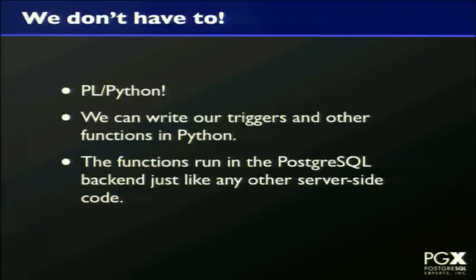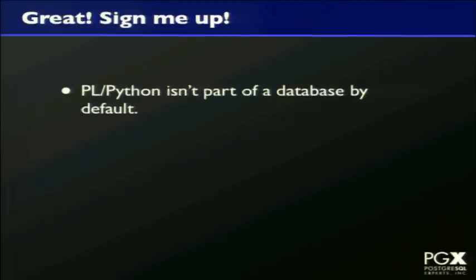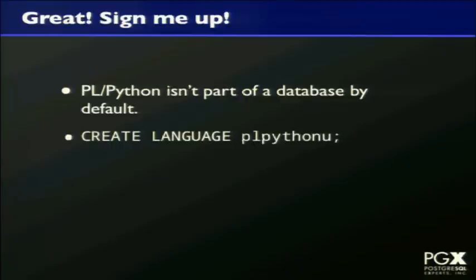The functions run inside of Postgres like any other backend function in PL/pgSQL. They run like PL/pgSQL, they are parallel to PL/pgSQL functions. So great, let's do that. One thing to note is that when you create a database, by default, it won't have PLPython installed in it. So you have to create that language. One thing you can do is create it in the template1 database so that any new database you create will automatically pick it up.